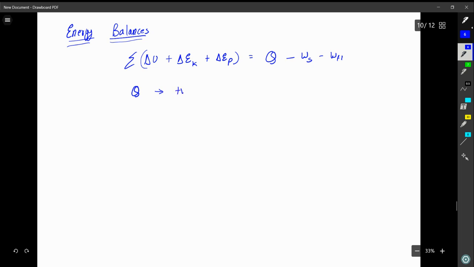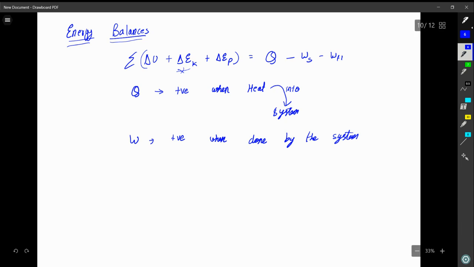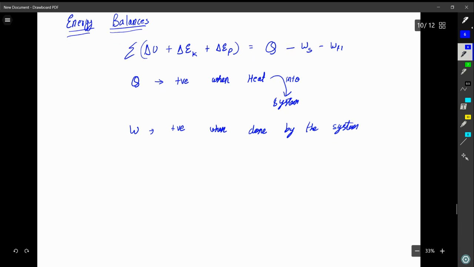Q is considered positive when heat is flown into the system. Work is considered positive when done by the system. So this is one thing. Let's say that these other terms are zero, then Q equals WS, which means the heat given gets converted into work. So that's how you remember the convention.